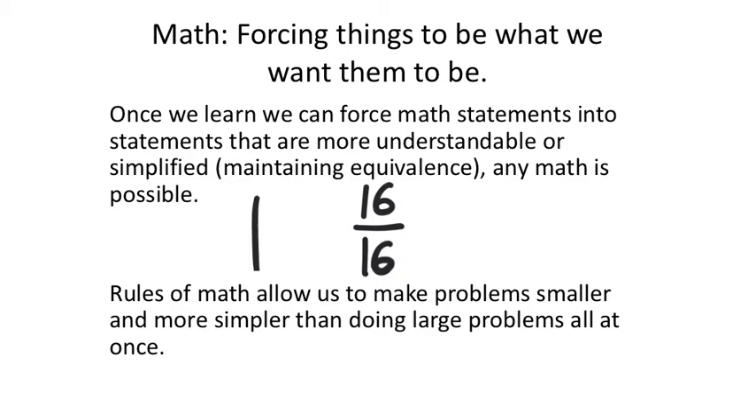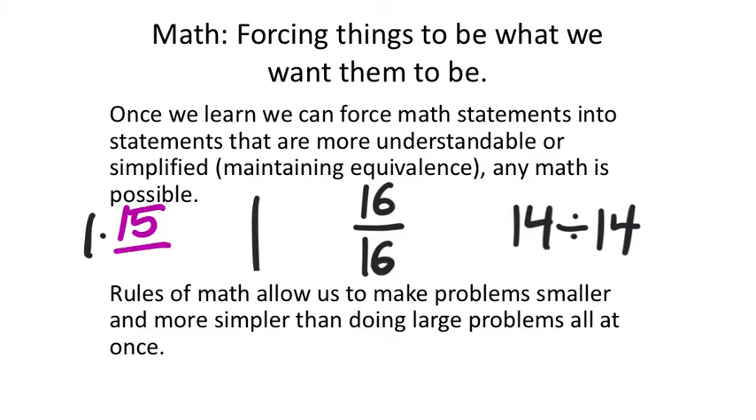You could also write it as, I don't know, 14 divided by 14 if you wanted to, something like this. Or you could write it as 1 times 1 if you wanted to. You could make it 1 times some kind of fraction again, like 15 over 50. I don't know, these are just kind of random examples for 1. But the truth is you can kind of force some of the things to be what you want them to be.